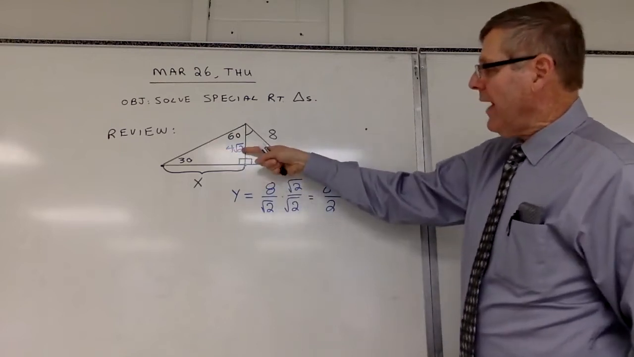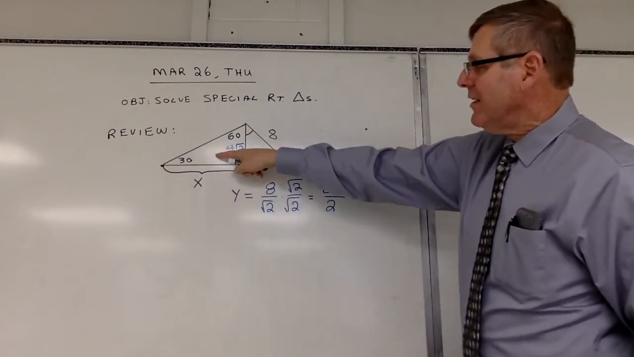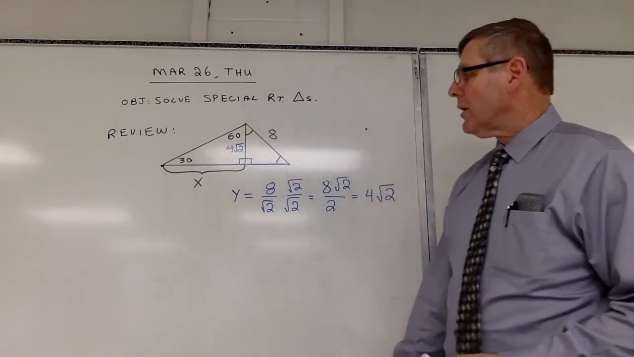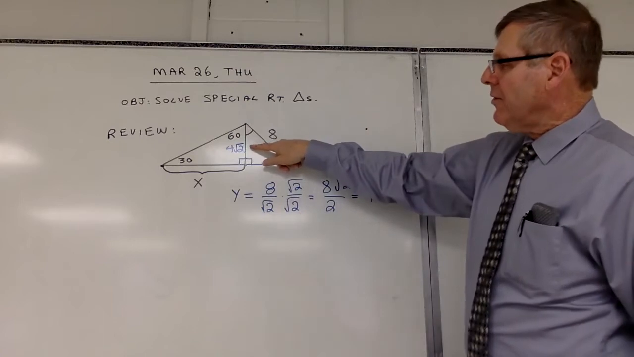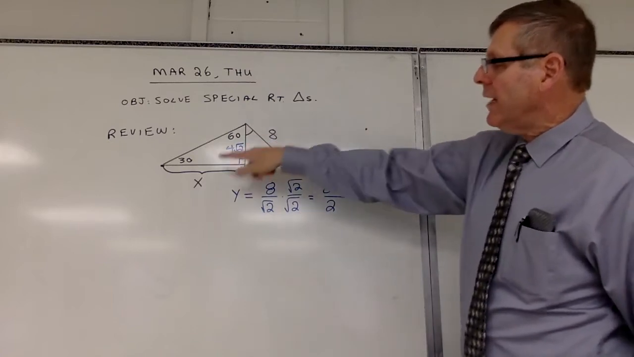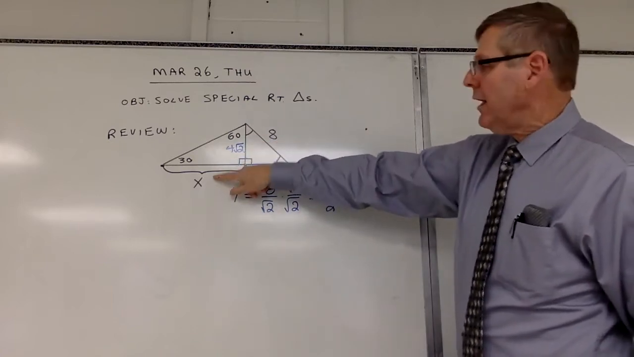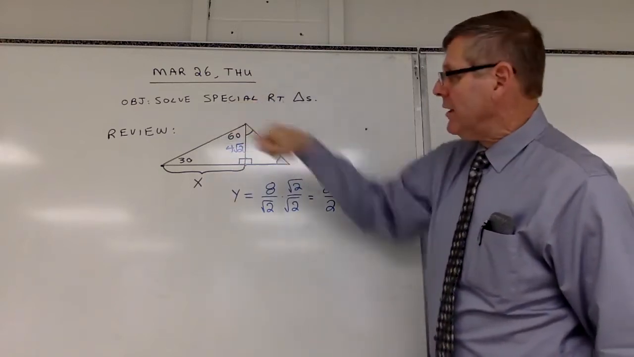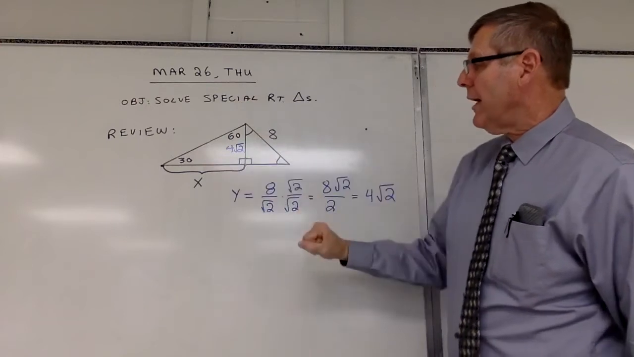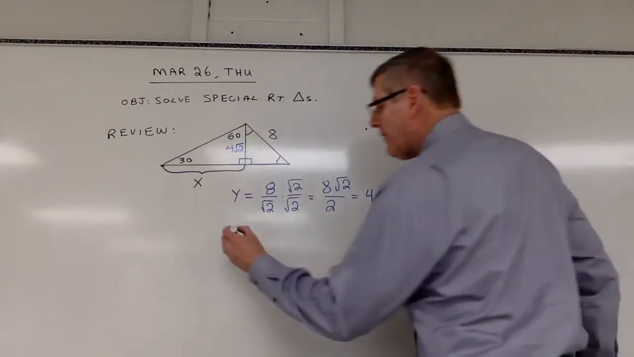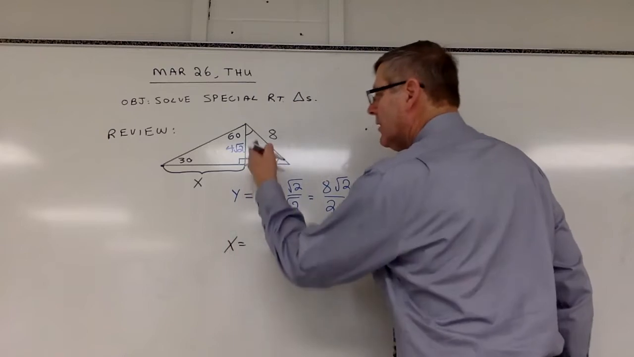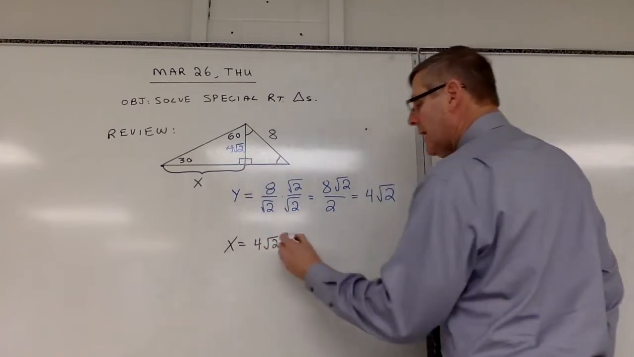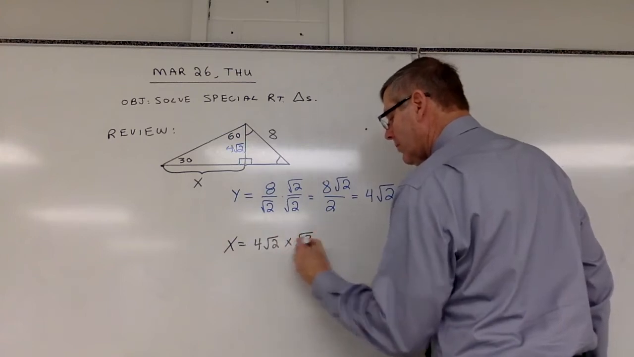So knowing that, I can find x, because in this triangle, this is the short side. And I know that the short leg of any 30, 60, 90 triangle times the square root of 3 gives me the long leg, and the short leg doubled, or times 2, gives me the hypotenuse. Well, this is the long leg here, so I can now find x. x is the short side, or the short leg, times the square root of 3.